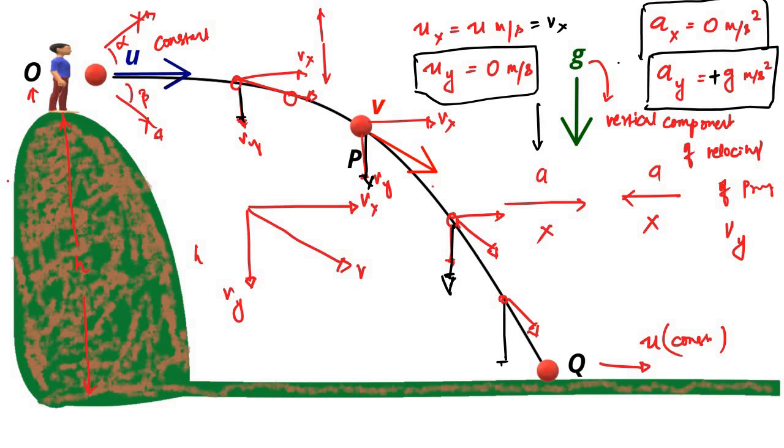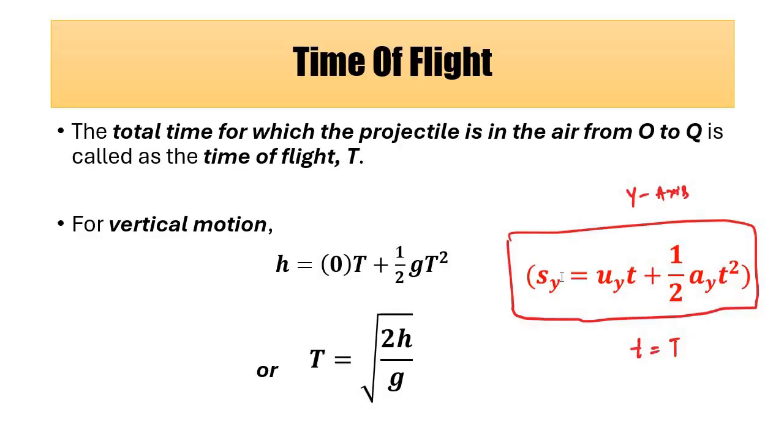This is the vertical displacement during the entire time of flight of the projectile. For the entire time duration for which the projectile was in the air, the net vertical displacement is from this initial point to this final point. This is the net vertical displacement h. So here Sy is equal to h, Uy is equal to 0, Ay is equal to g, and t is equal to time of flight.